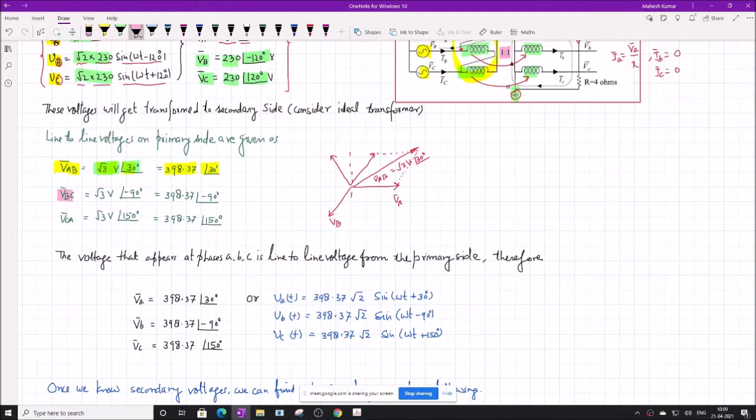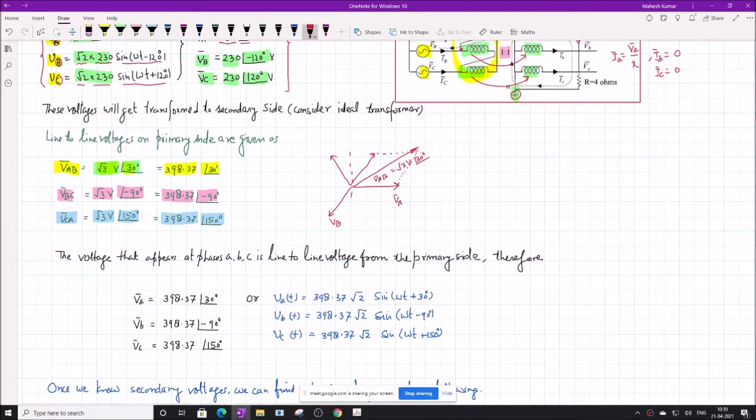Similarly, we can find out V_BC. So V_BC is also root 3 V angle of minus 90 degree, because they are symmetrically displaced, they are balanced. So just add minus 120 to V_AB, we shall get V_BC: 398.37 angle of minus 90 degree. And then we will find V_CA, which is root 3 V angle of 150 degree. Add 120 to minus 90, it becomes 30... add 120 to 30, it becomes 150. Therefore 398.37 angle of 150 degree.